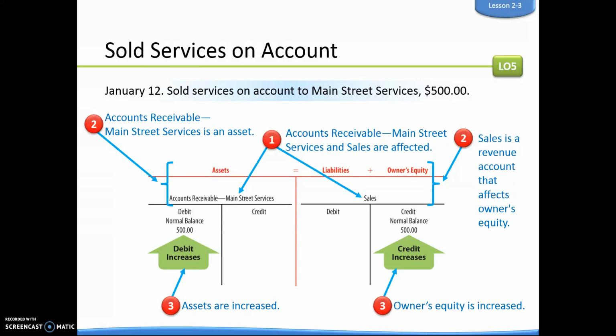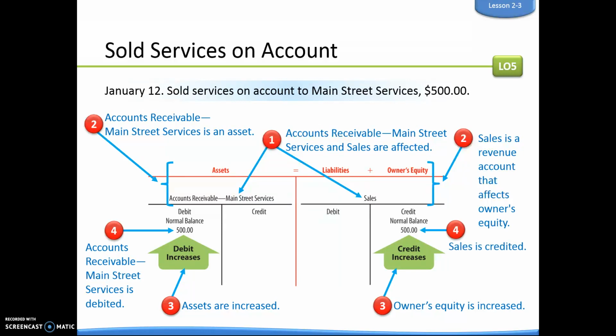Well, we know that assets, if they're increasing, get debited, so accounts receivable will be debited, and that sales is also increasing. That means that sales is going to be credited, okay? And so we have a debit to accounts receivable and a credit to sales, both of $500. Again, those are equal, so we are happy campers.